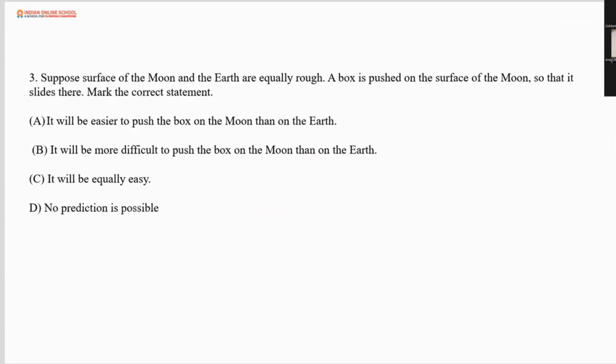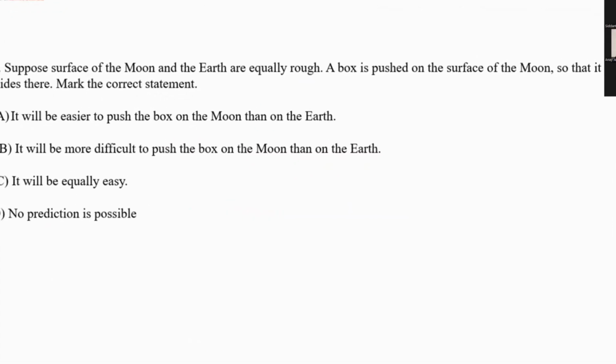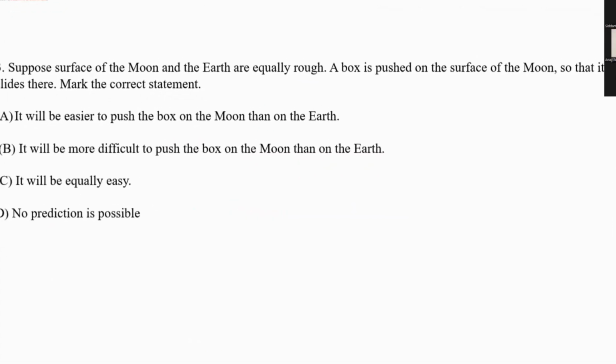Now coming to this question. Suppose the surface of the moon and the earth are equally rough. A box is pushed on the surface of the moon so that it slides there. Mark the correct statement. It will be easier to push the box on the moon than on the earth. Is it true or false? True, students.